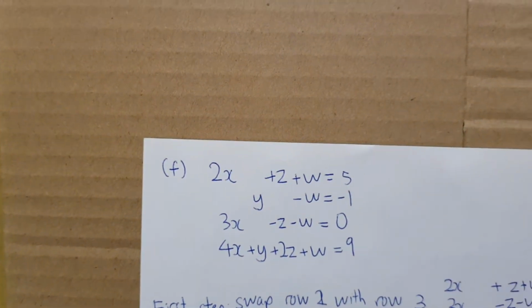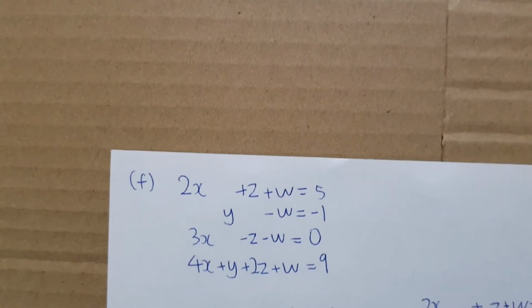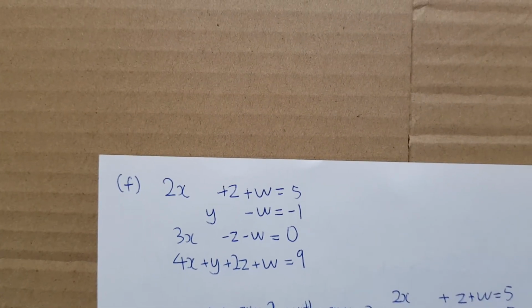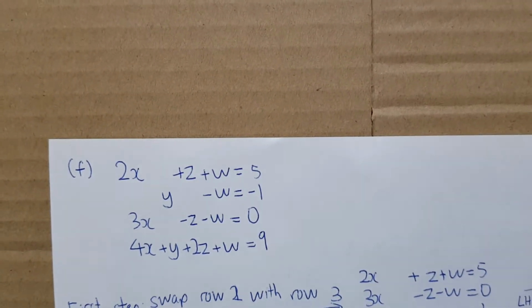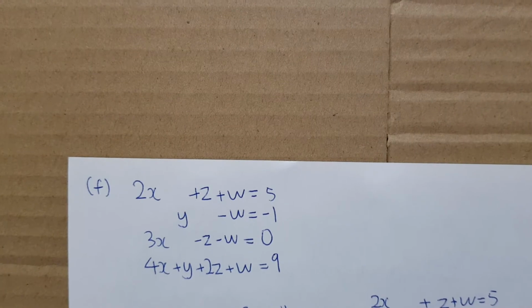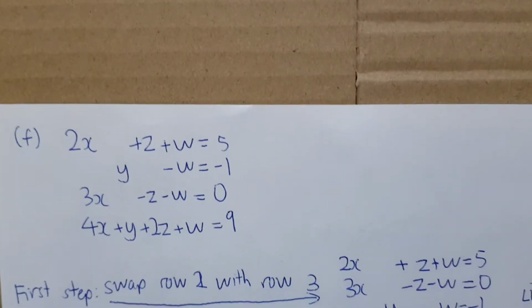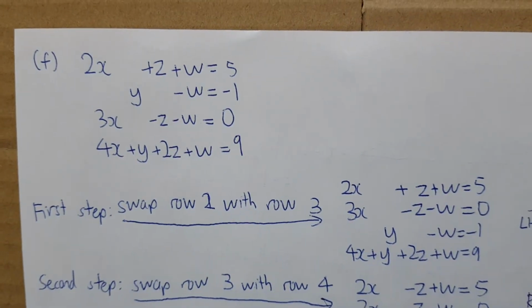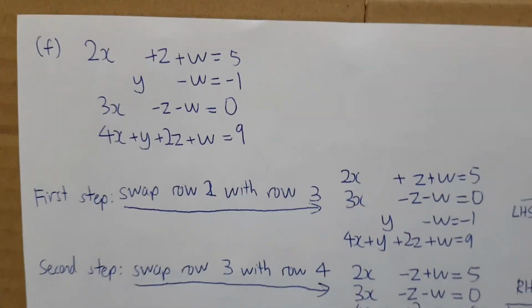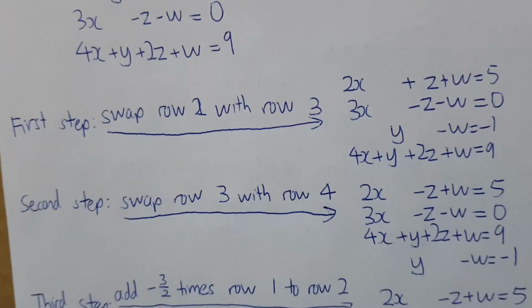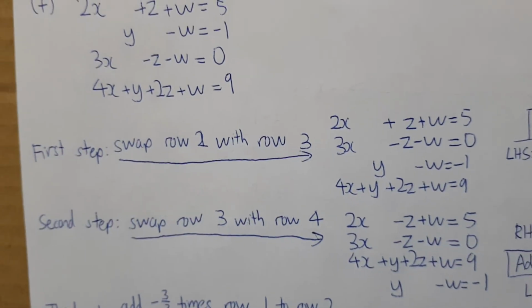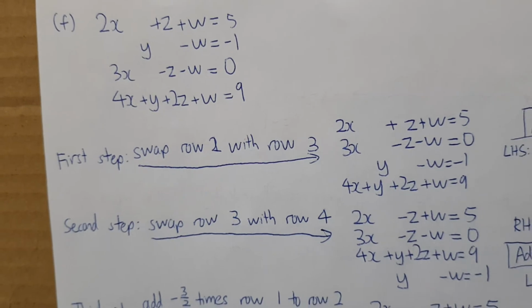So let's take a look at the last example. Now we have 4 unknowns and 4 equations. So first step, we want to eliminate the x variable. So we bring all the rows with the x variable up first. So we swap row 2 with row 3. So we get this, and then we swap again, row 3 with row 4. We get this. So this looks like a good arrangement for us to eliminate the x variables.